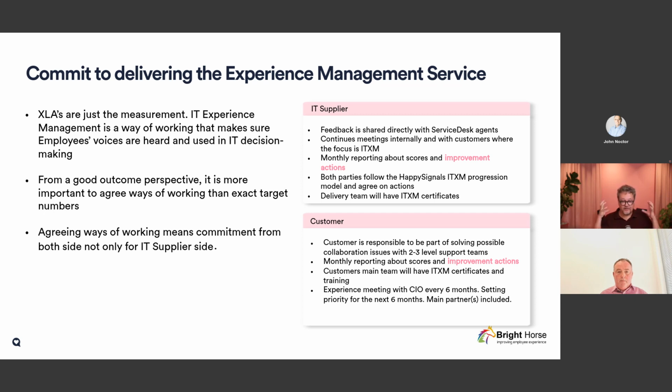So you're making that common target for everybody. Thirdly, in our case and for our customers, there is the ITXM process model or ITXM framework that has been done. Both commit to develop services in that way, or you can agree another way, but agree ways of working. And our example, of course, is that ITXM framework and also the certificates.